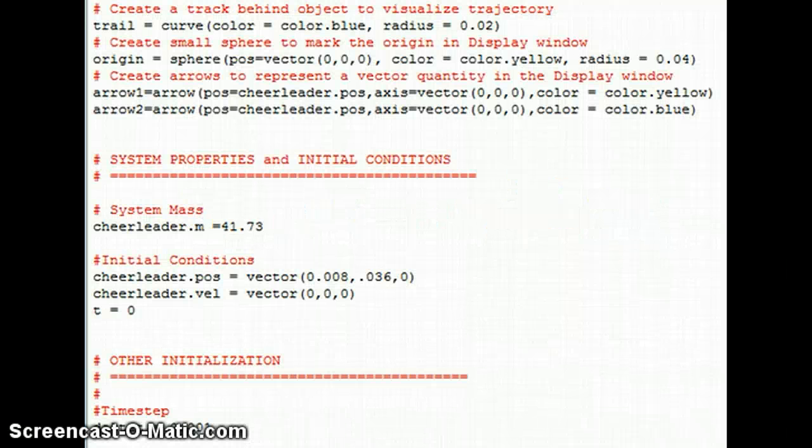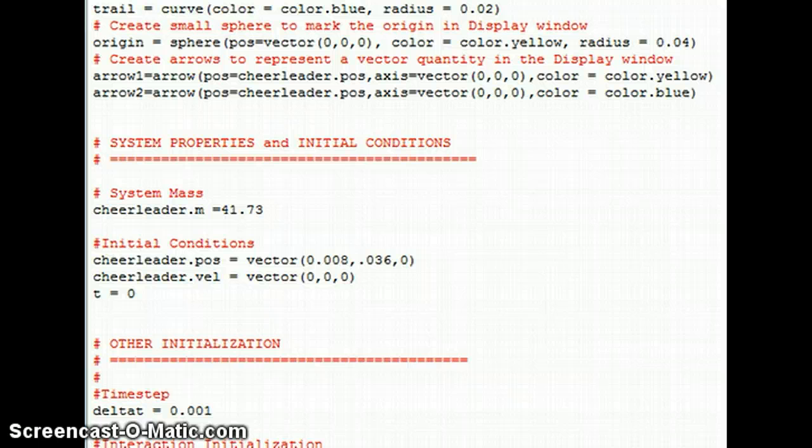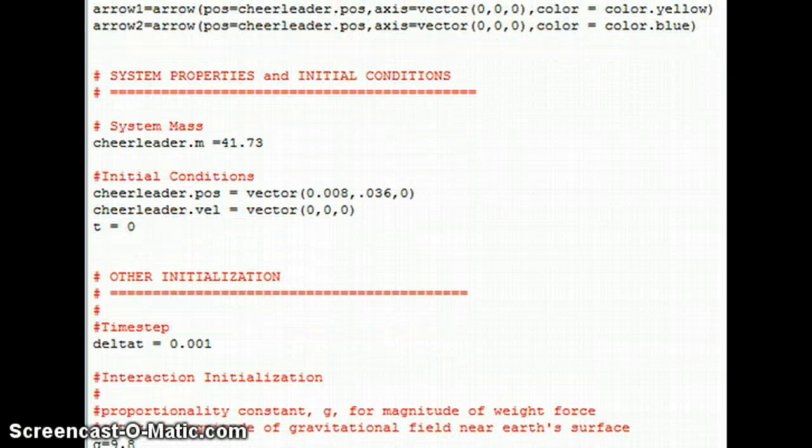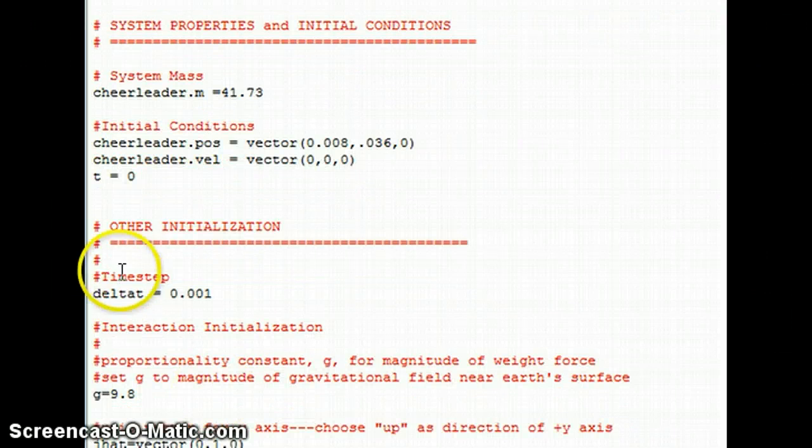Initial conditions were implemented for the cheerleader as the object. The mass of the cheerleader was inserted here. The initial position and velocity were both zero, since it is started from rest or as close to rest as possible in this scenario, and the origin is the chosen coordinate system. The time is also t equals 0. It was also made sure that delta t right here is small enough.